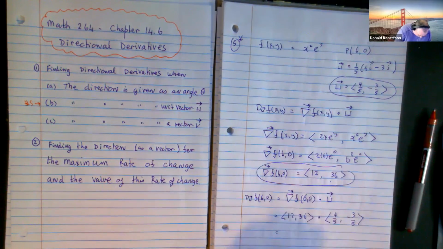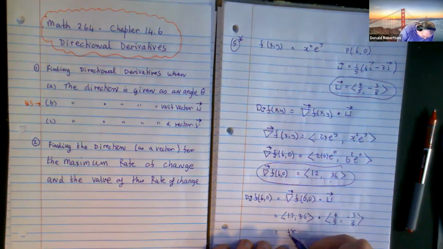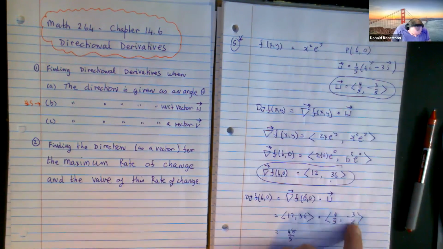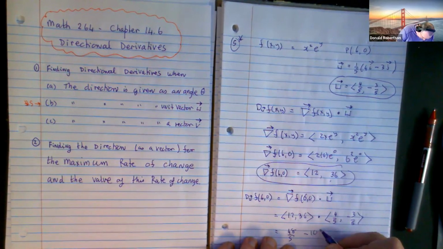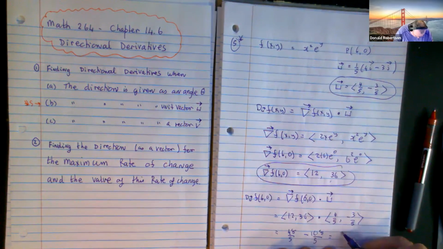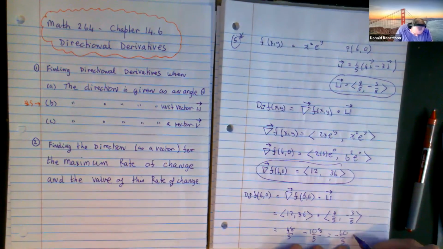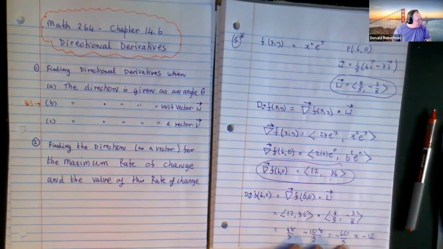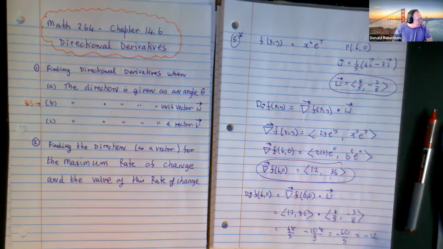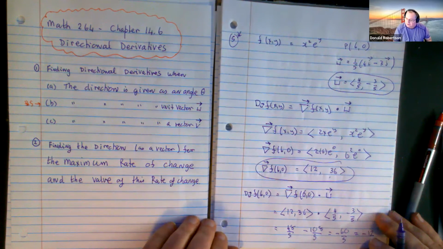12 times that is 48/5. And 36 times that is 108/5. So that makes it 60/5 with a negative in front of it, which I believe makes it -12. And it is. Are we good? I like that technique for getting directional derivatives.